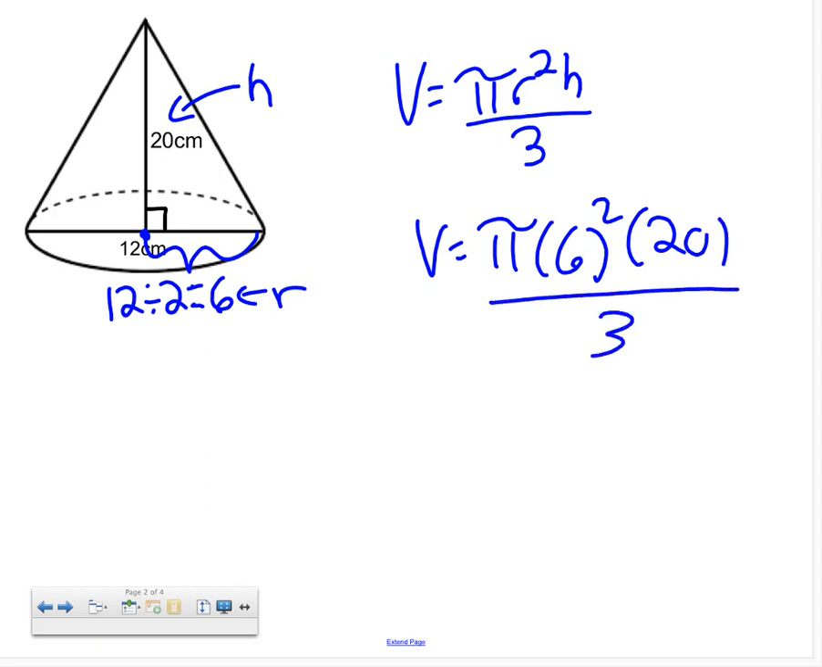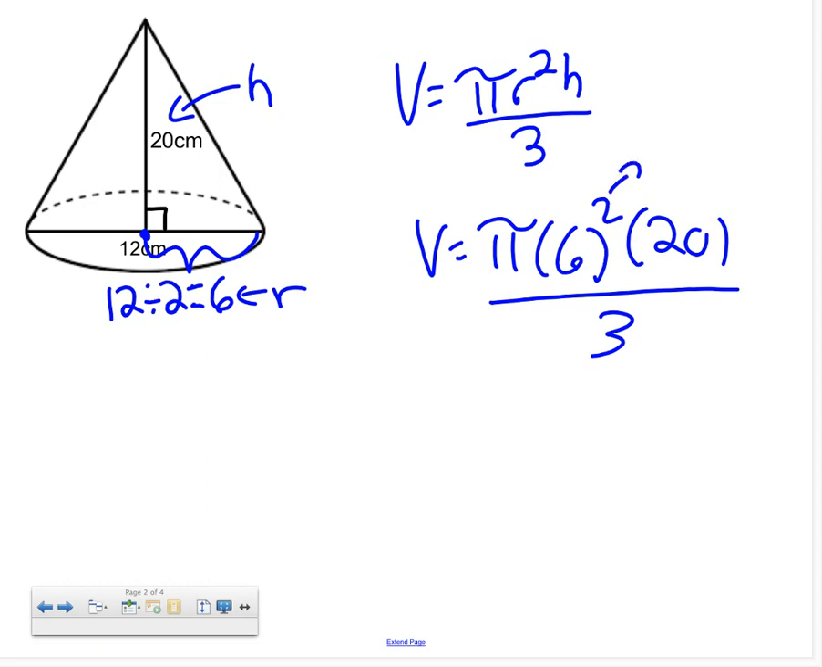Now again, it doesn't matter what order you do this in really. You can do 6 squared times 20 divided by 3 times pi. You can do 6 squared times pi times 20 divided by 3. The only thing you really have to worry about is to make sure you do the squaring first. So you have to do 6 squared first before you do anything else. But other than that, it doesn't matter which order you take it in.